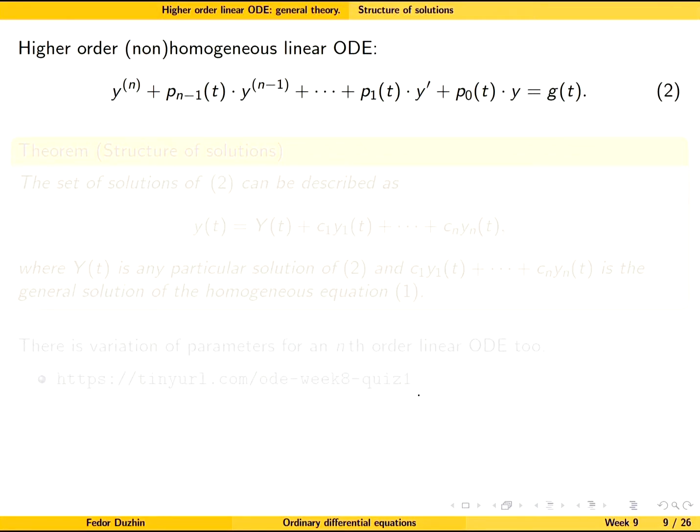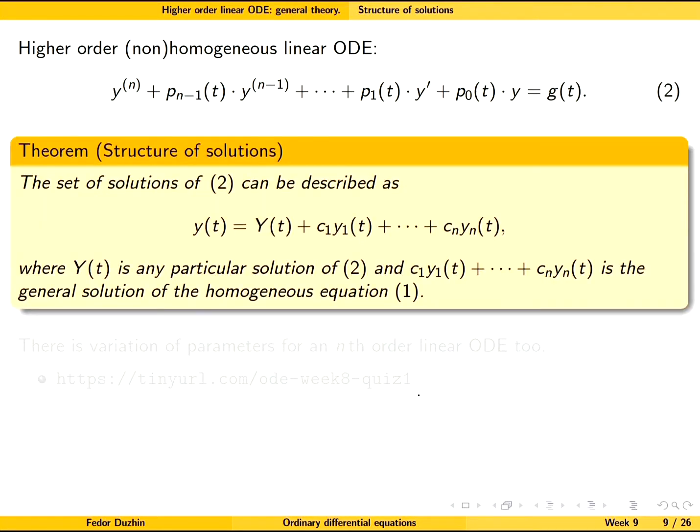All right, and then again, very similar to the order 2 situation, we may have a non-homogeneous linear ordinary differential equation, and the general solution of a non-homogeneous differential equation is a particular solution of the non-homogeneous equation plus the general solution of the corresponding homogeneous differential equation.